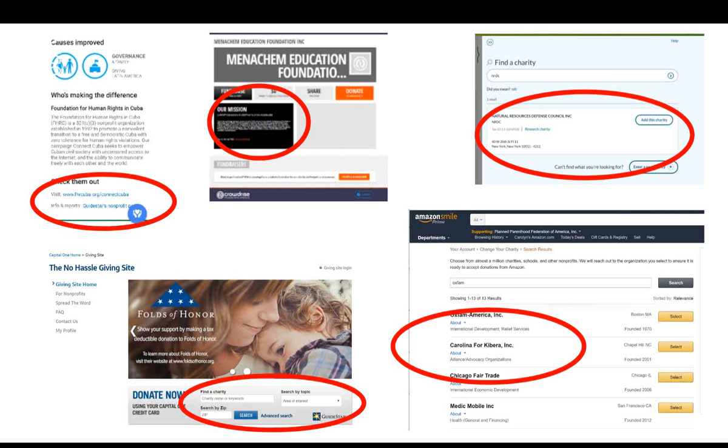So also I want to just point out the fact that your information is probably in a ton of places already, and so making sure that it's clean and clear and what you want it to be is incredibly important. So these are just a couple of GuideStar's partners that I wanted to share with you. These are workplace giving platforms. These are online crowdsourcing tools. These are places that people go to find organizations to give to.